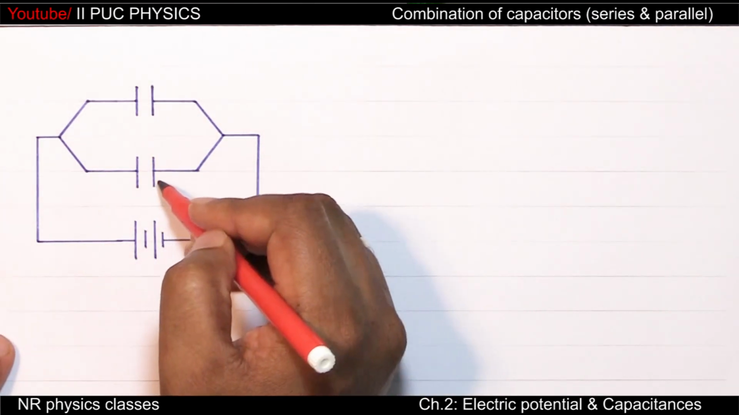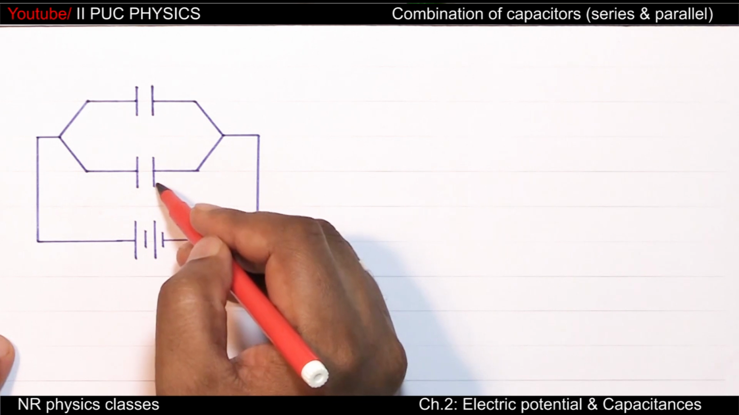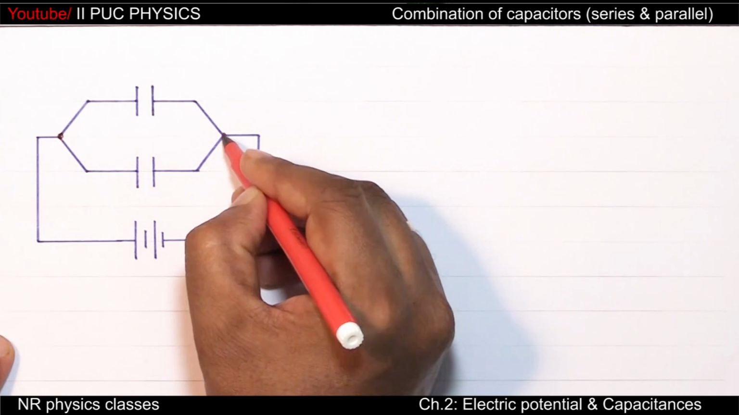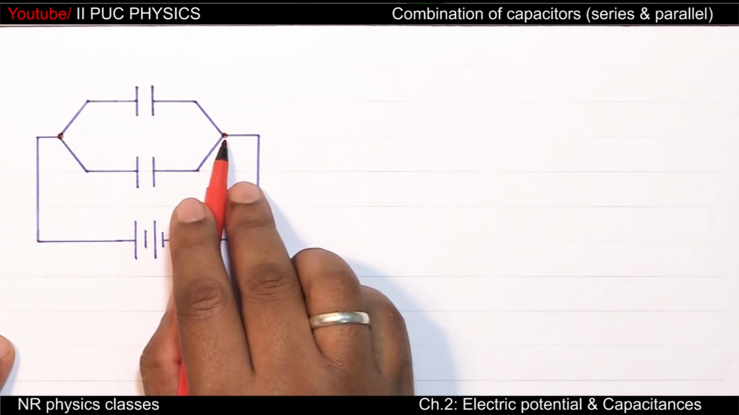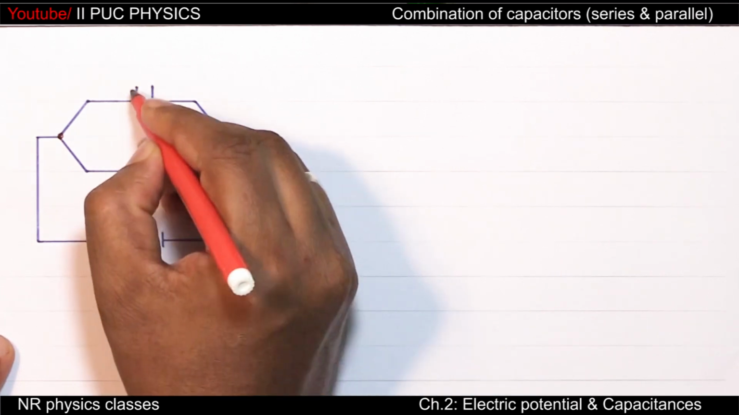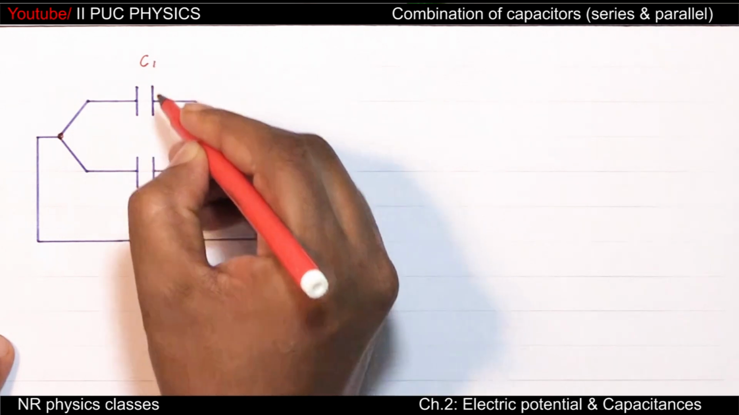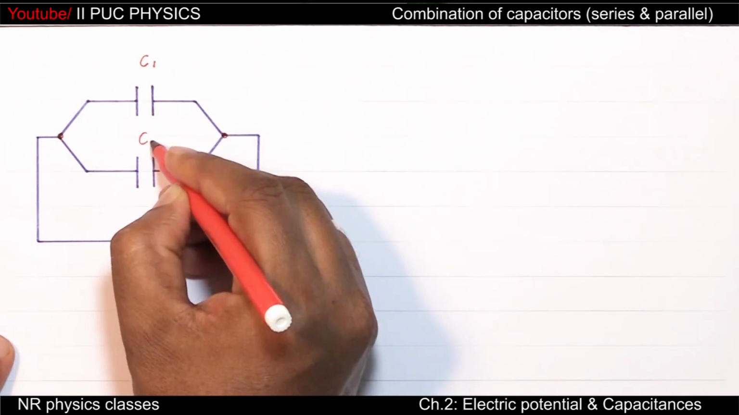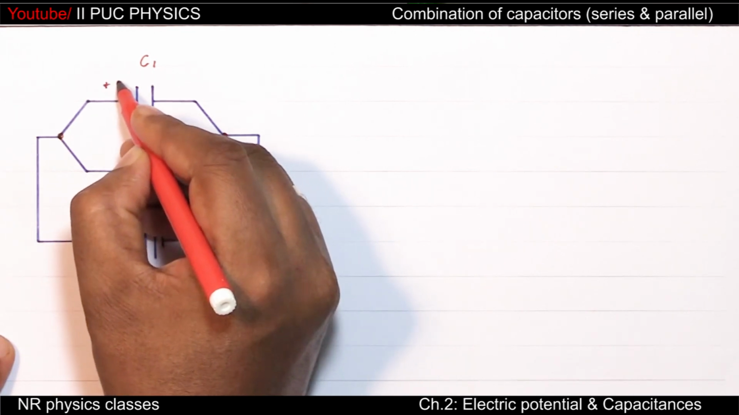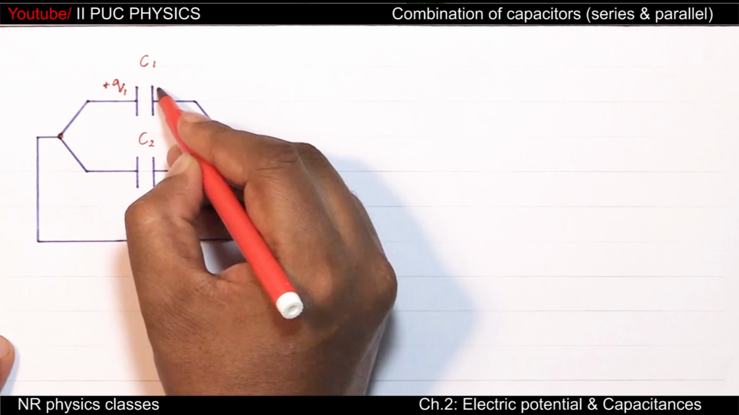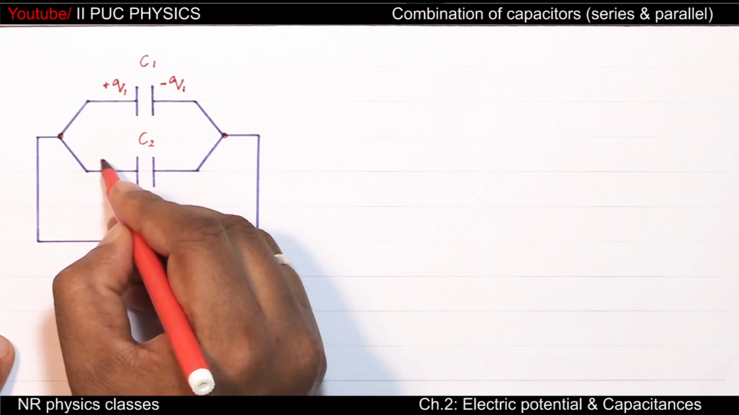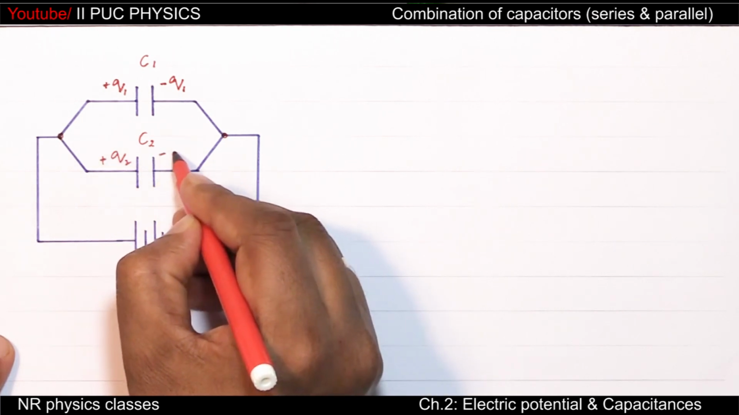These two are two capacitors in parallel connected across this battery. These two are the nodes. Node means it is a point in the circuit where two or more conductors meet. This is C1, capacitance of second capacitor C2, charge on this plate plus Q1, charge on the other plate is minus Q1, in this case plus Q2 and minus Q2.